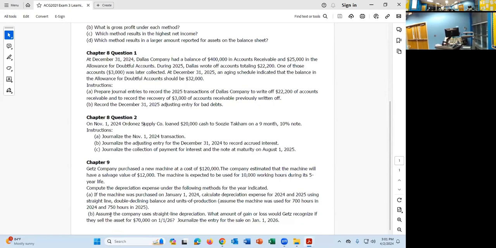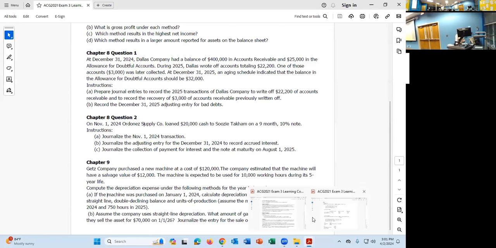So thinking about this one, part B tells us to assume we use straight line depreciation. What amount of gain or loss would we recognize if we sell the asset at the end of those 2 years? It didn't make you do any more extra calculations. She said, okay, if after these 2 years, on January 1st of 2026, we sell that equipment for $70,000, for whatever reason, we don't want it anymore, we're going to sell it to somebody else. We sell it for $70,000. Did we sell it at a gain or a loss? And how do we record that disposal of our asset?